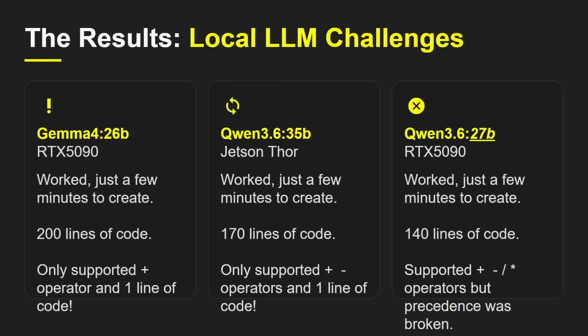Qwen 3.6 27 billion. That's the fourth model that I used. I thought I'd give that a try. And that worked. Again, just a few minutes, 140 lines of code. It supported plus, minus, divide, and multiply out of the box, even though I didn't ask it to do that. But the precedence was wrong. If you typed in a more complicated one where you can see it's tricky, it executed left to right. It didn't get it right in terms of the precedence.